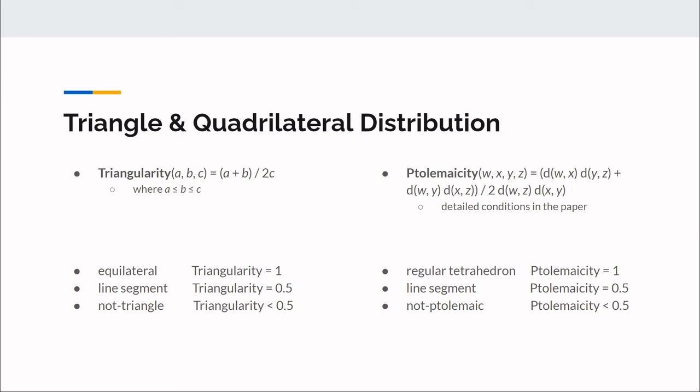Therefore, we define the triangularity to quantify the shape of a triangle on a real value scale, from equilateral triangle through the line segment to broken triangle. Similarly, we define Ptolemaic to quantify the shape of a quadrilateral on a scale from tetrahedron through line segment to broken quadrilateral. Definitions of these terms can be found in the paper. For simplicity, triangularity for an equilateral triangle, respectively Ptolemaic for a regular tetrahedron, is equal to 1. Value 0.5 is equal to a line segment, and values below do not satisfy these properties.